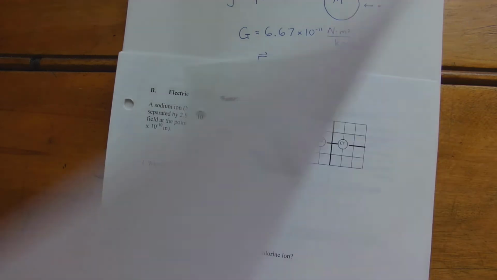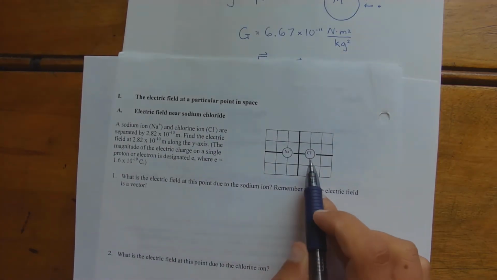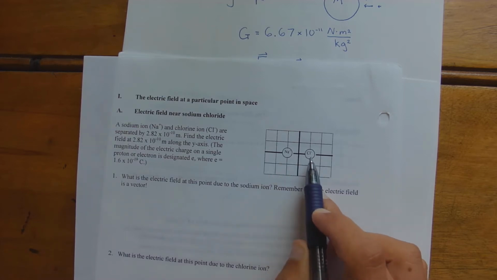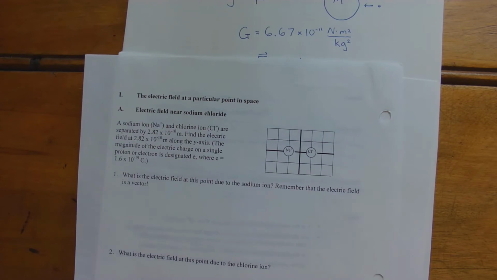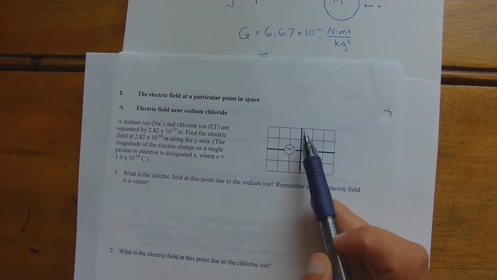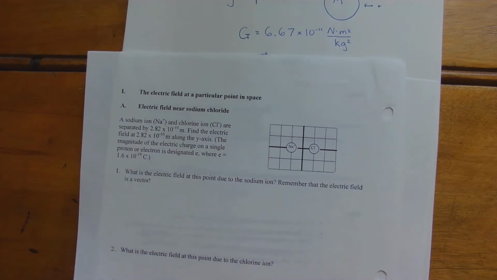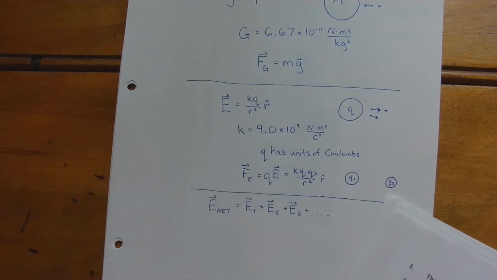So if you look on the next page, we have two charges here. If we're looking at the sodium ion, that would be our source charge. If we're looking at the chlorine ion, that would be our source charge. And we're going to find the point of interest and calculate the electric field from each charge individually, and then add them together to get the net electric field using the superposition principle.